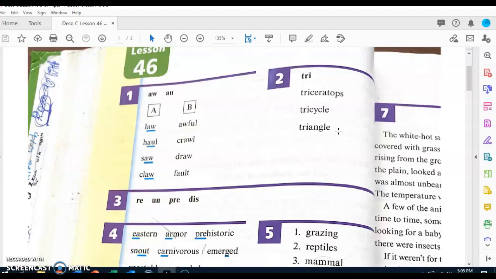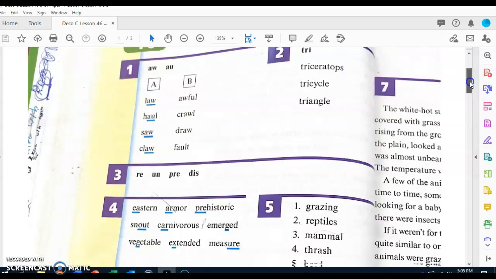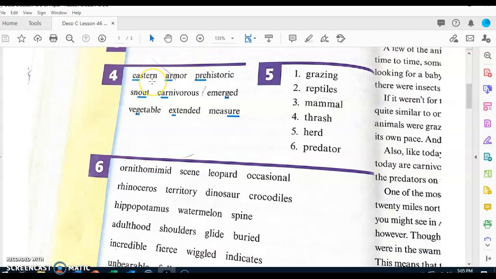So let's go ahead and look at part 3. Let's see if you remember the meaning of those affixes. Touch the letters R-E. What's one meaning of re? Get ready. Again. Touch the letters U-N. What's one meaning of un? Get ready. Not. Touch the letters P-R-E. What's one meaning of pre? Get ready. Before. Touch the letters D-I-S. What's one meaning of dis? Get ready. Not.